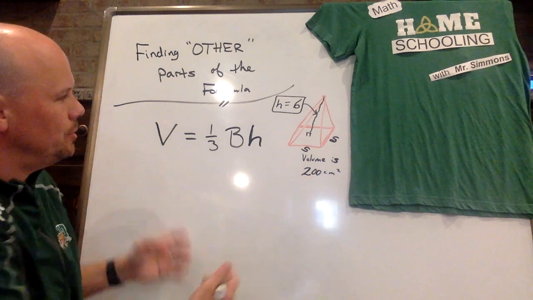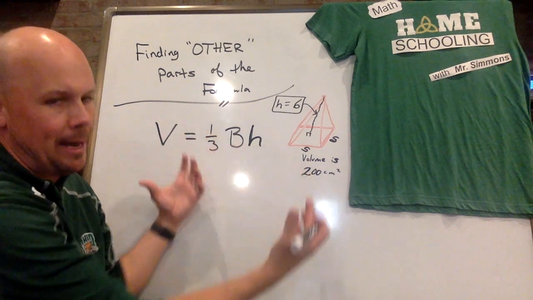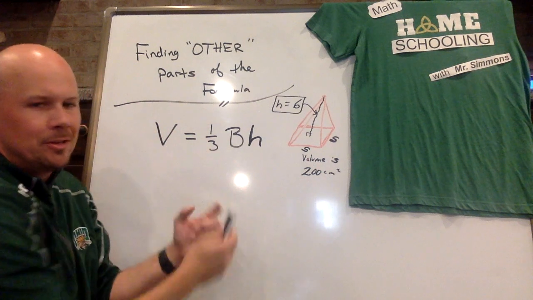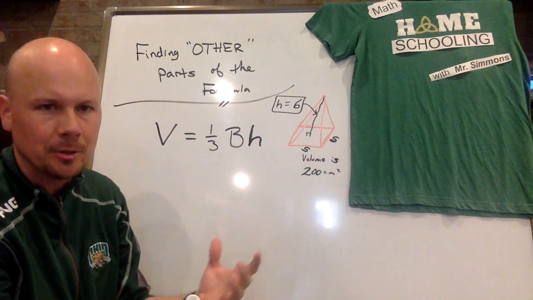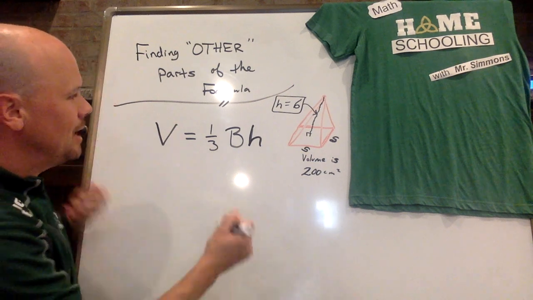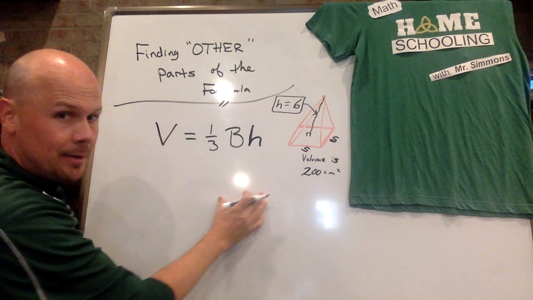In a question like this, you might ask, what is the area of the base? Or what is the height? You might not always be looking for the volume. Just like when we solved our interest equals principal times rate questions, sometimes you're solving for a missing piece. In this case, I'm going to use the parts that I know to find a different part.